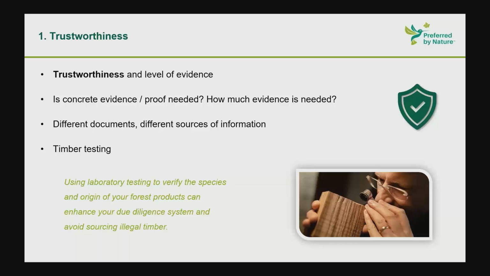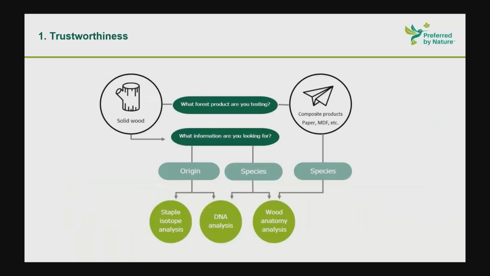You can request different documents, but also different sources of information. And I'll briefly mention timber testing. Usually it's considered a mitigation action, but you can also see it as a way of cross-checking information, either on species that are in your product or the country or regions of origin of the timber. Laboratory testing can be used to increase your level of trust in the information you have on species and countries of origin. There are different kinds of tests that you can run with a laboratory depending on what you are trying to evidence.